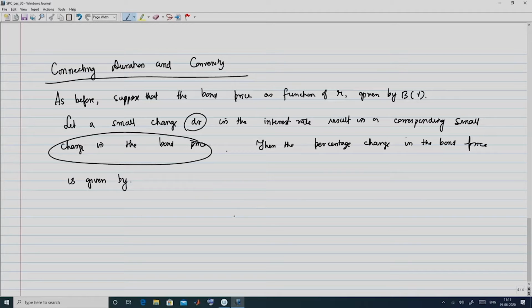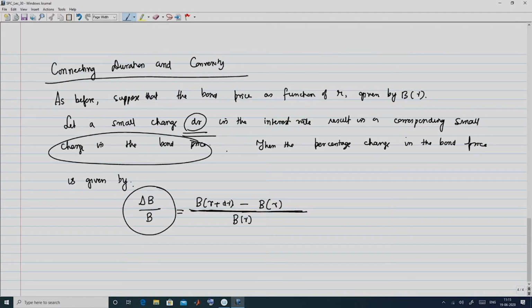So, your original bond price was B of R and the new bond price is B when the interest rate is R plus dr. Remember, the interest rate changes by dr. So, the change in the bond price as a result of the interest rate changing from R to R plus dr is given by B of R plus dr minus B of R, and the proportional change will be the ratio of this, B of R plus dr minus B of R, over the original B of R, and this is nothing but delta B over B. So, this basically gives you the percentage change in the bond price.